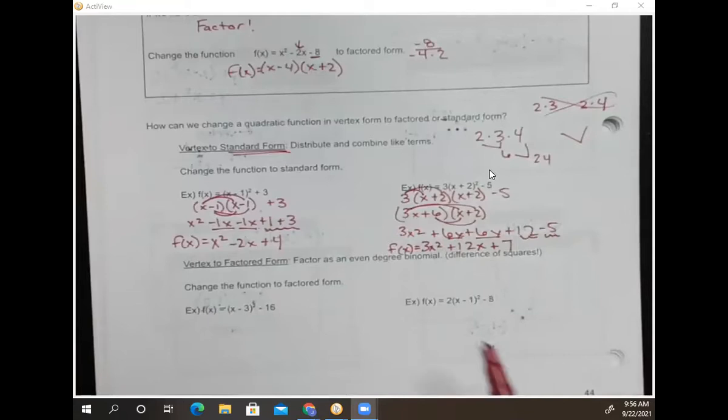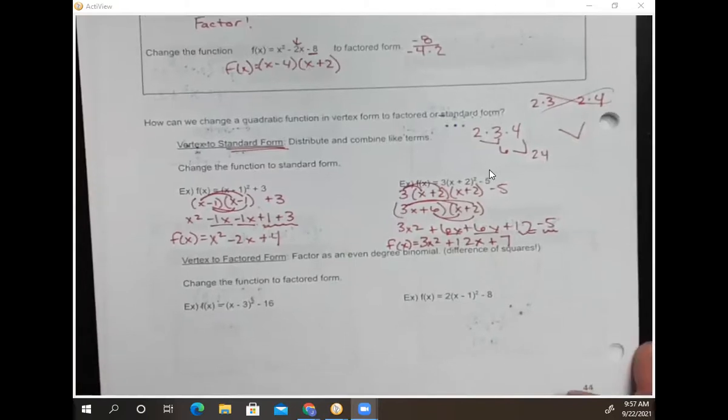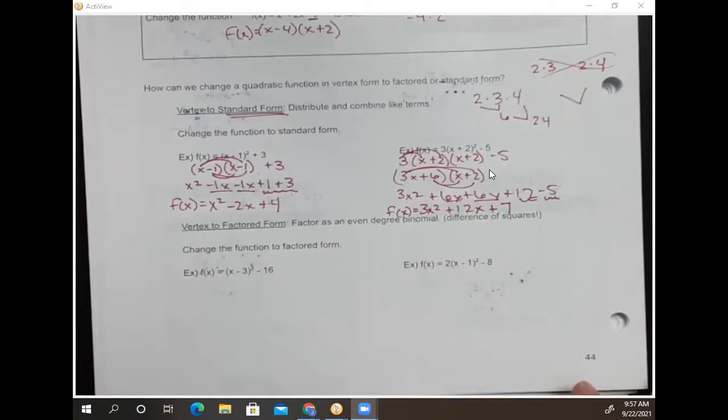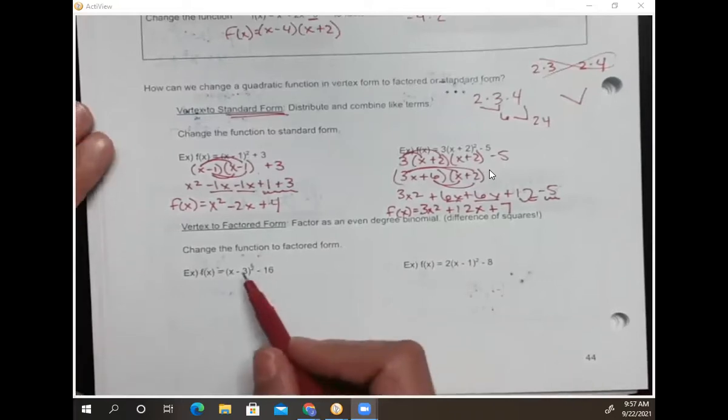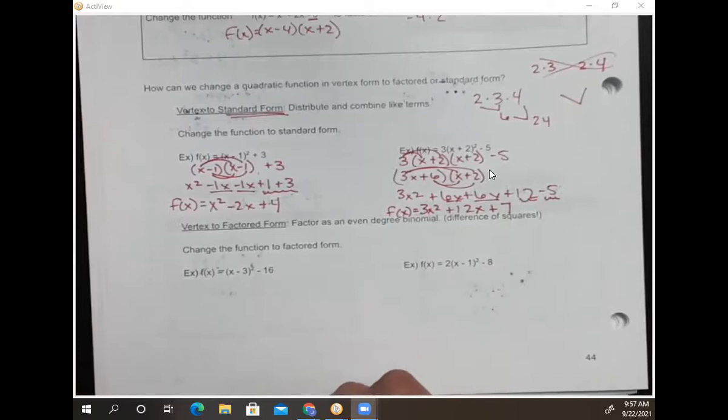Okay. So to go from vertex to standard, we distribute. Just like if I'm going to go from factor to standard. Same idea, combine your like terms, make sure you put all your terms in order. We can, in some cases, also take a function from vertex form directly to factored form. Not always, but in some cases, we'll have a nice setup where we can actually treat our vertex form sort of like a difference of squares problem.